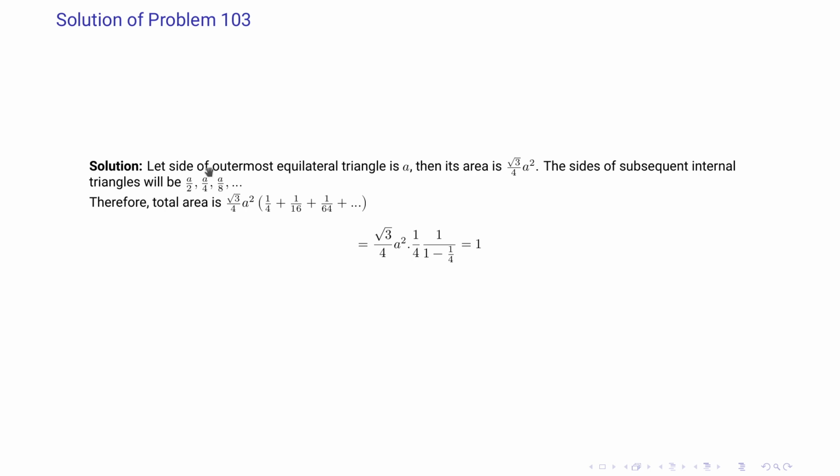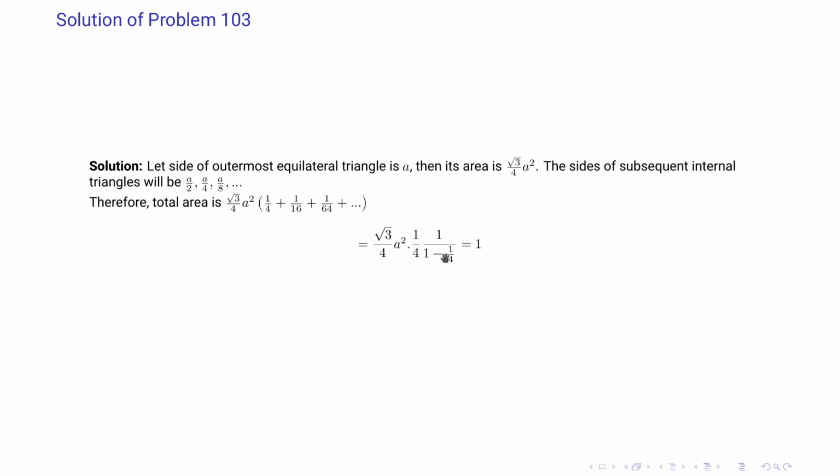So the area of the outermost triangle will be square root of 3 by 4 a square, where a is the side. The sides of subsequent internal triangles will be a by 2, a by 4, a by 8. So total area would be square root of 3 by 4 a square multiplied with 1 by 4 plus 1 by 16 plus 1 by 64, and so on, because your next side would be a by 2 whole square, that is a square by 4. So total area becomes this much, and this leads to this result.